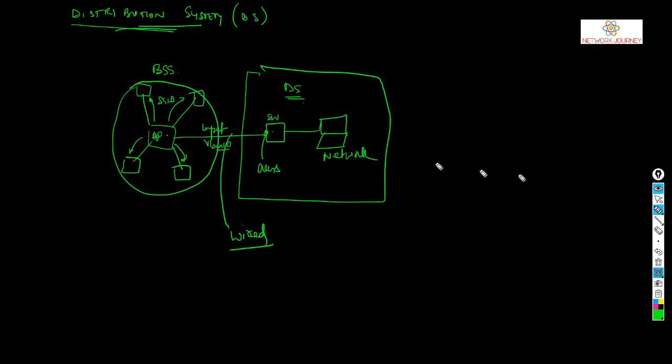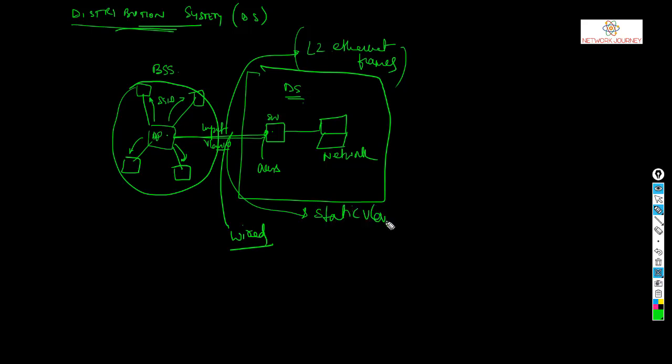So what happens here is, on this wired cable, the L2 Ethernet frames are being carried, because it connects to a switch, and a switch carries Ethernet frames. The switch which connects to the access point, we can configure on a single static VLAN itself.